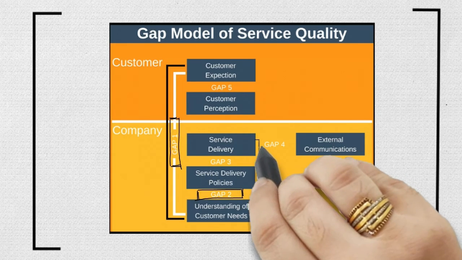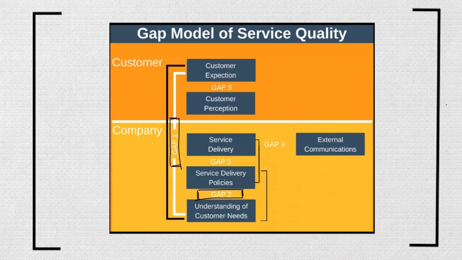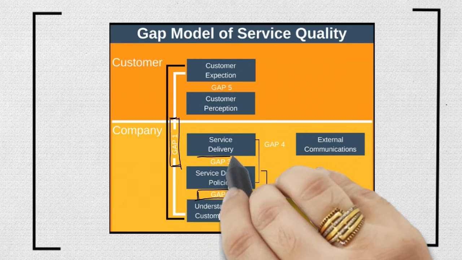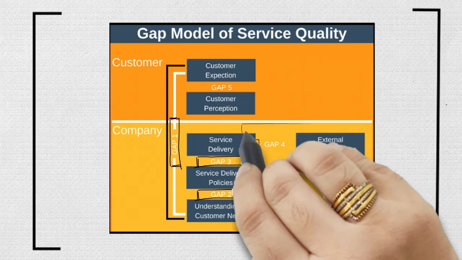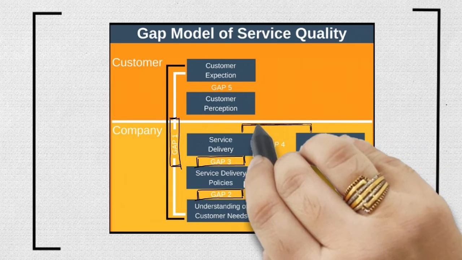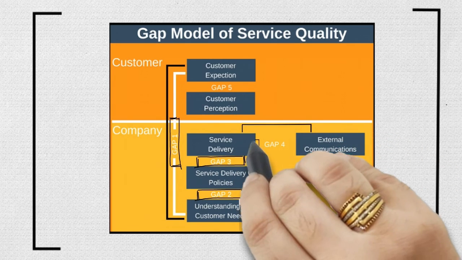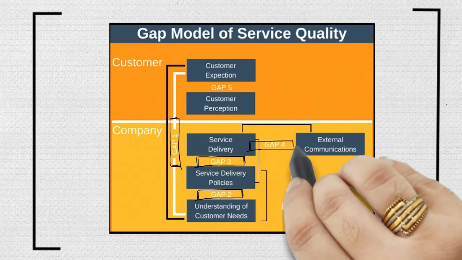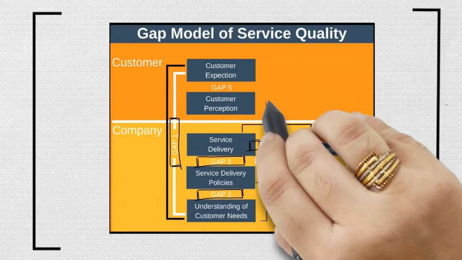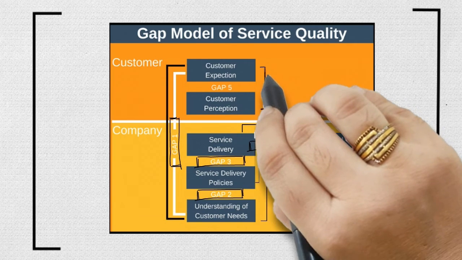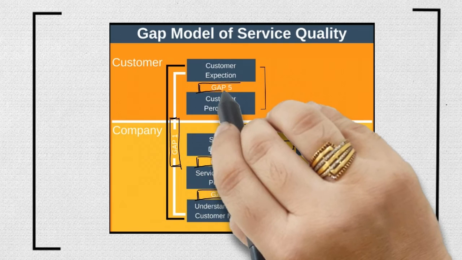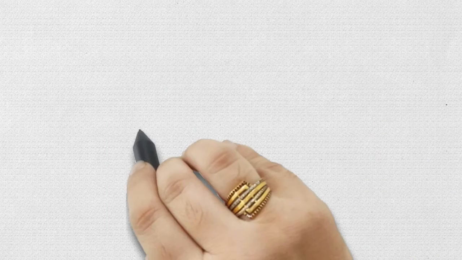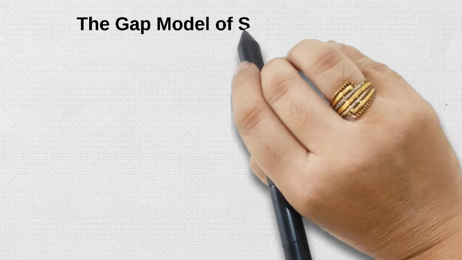Gap 3 is a gap between service delivery and service delivery policies. Gap 4 is a gap between service delivery and external communication. And gap 5 is a gap between customer expectation and customer perception. Now we will see in detail what are these various gaps.